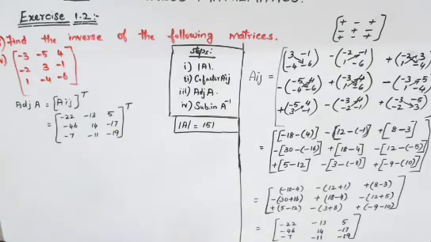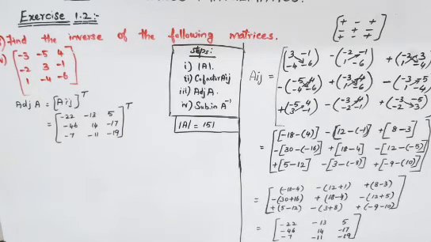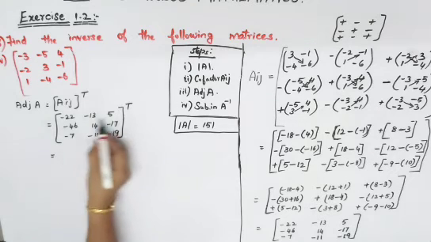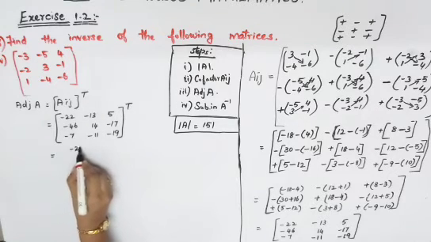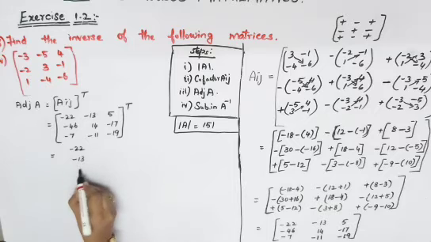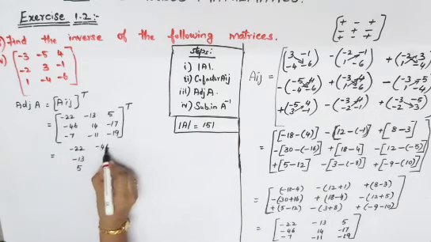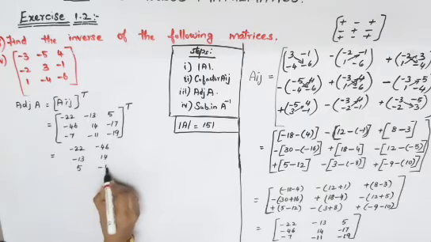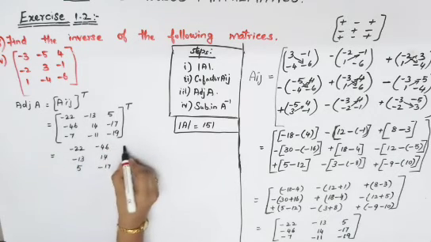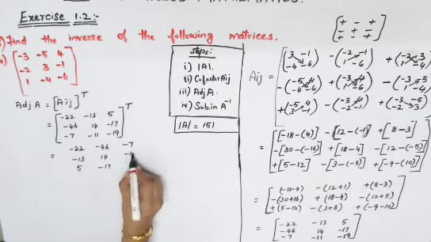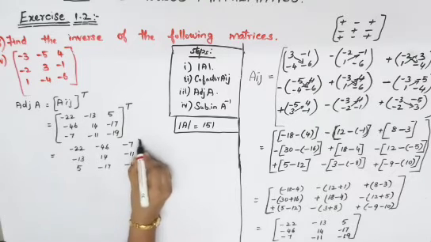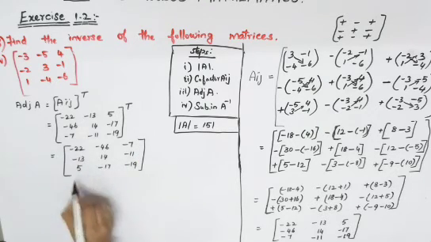Transpose is nothing but either your rows has to be changed into columns or the columns has to be changed into rows. So this row we'll just write it into columns. So minus 22, minus 13, 5, second row to second column, minus 46, 14, minus 17, third row to third column, minus 7, minus 11, minus 19. So this will be your adjoint of A.